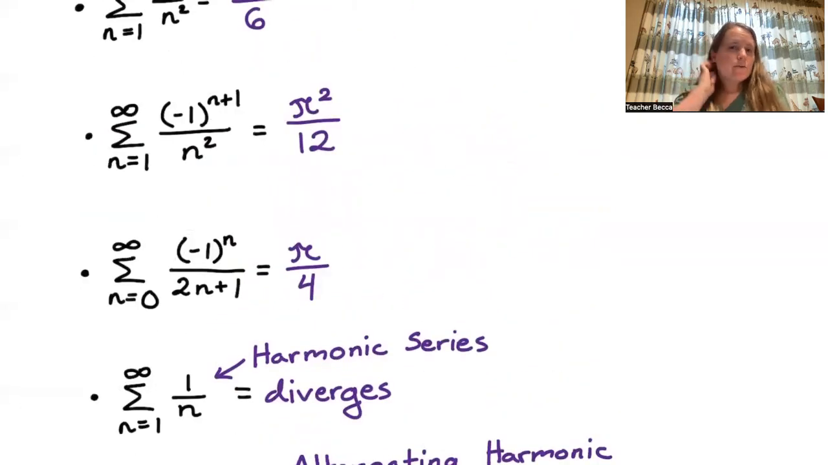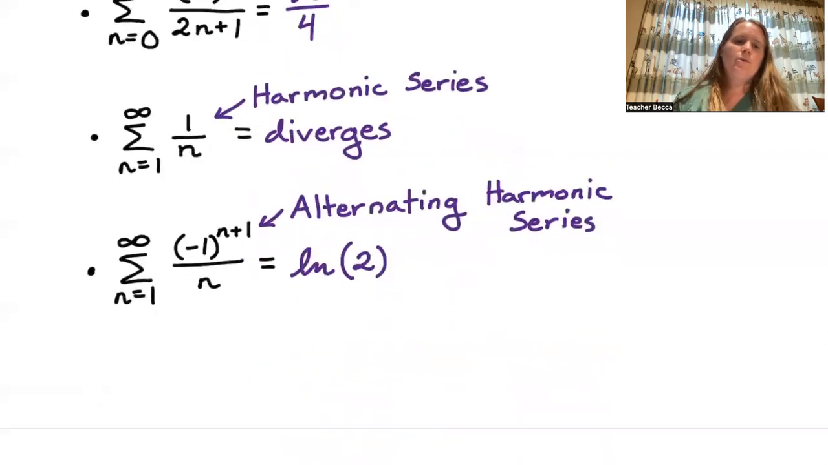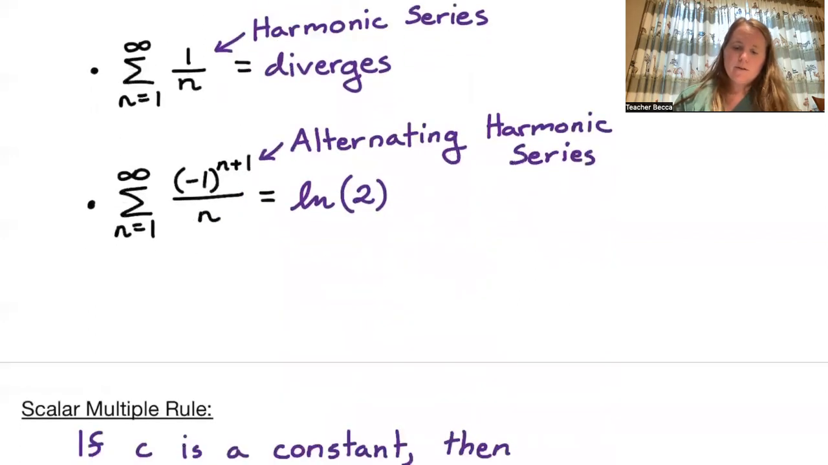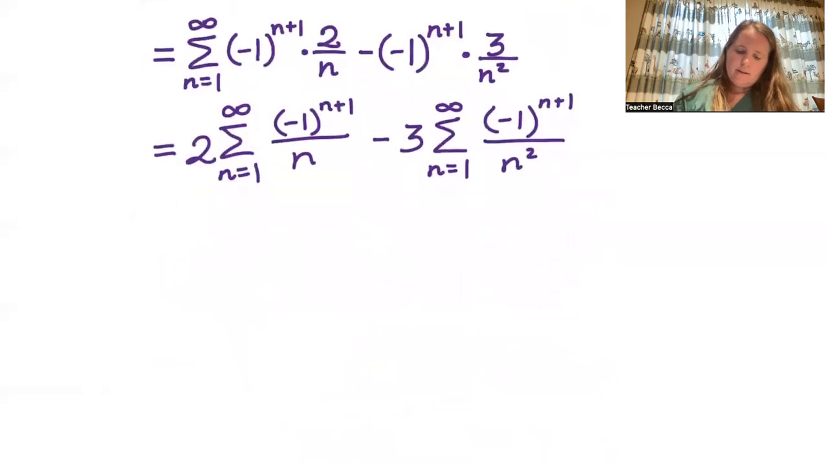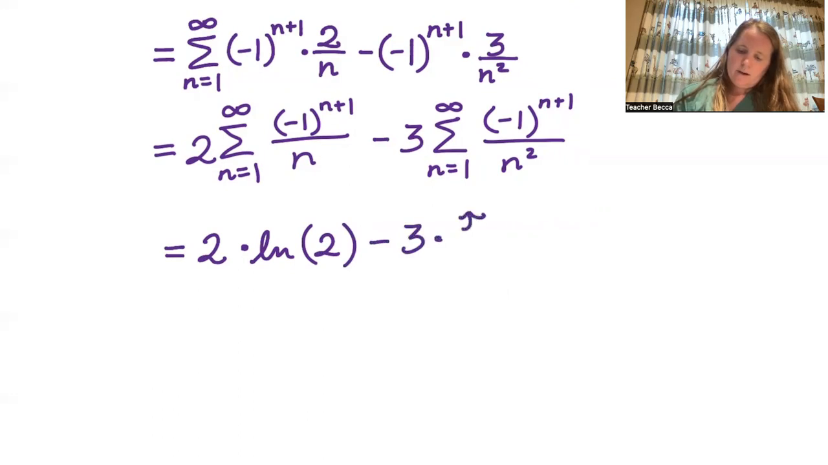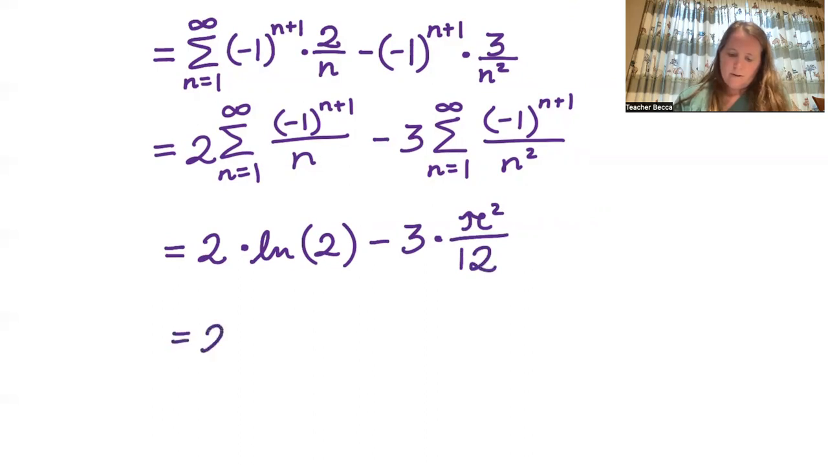Again, scrolling back up, the sum from n equals 1 to infinity of -1 to the n plus 1 over n squared was just pi squared over 12. And the sum from n equals 1 to infinity of -1 to the n plus 1 all over n was natural log of 2. So this is simply 2 times the natural log of 2 minus 3 times pi squared over 12, or 2 times the natural log of 2 minus pi squared over 4.